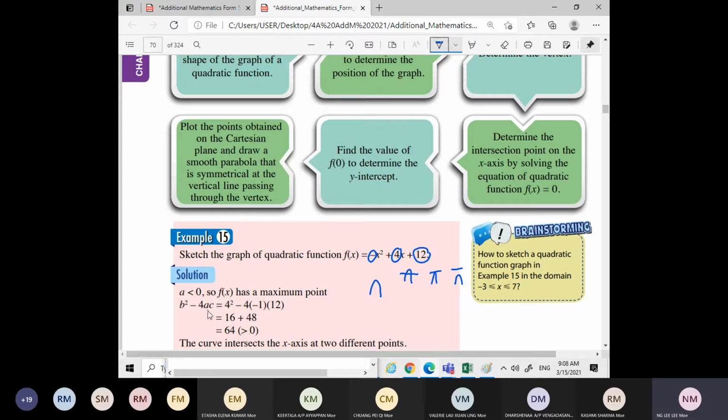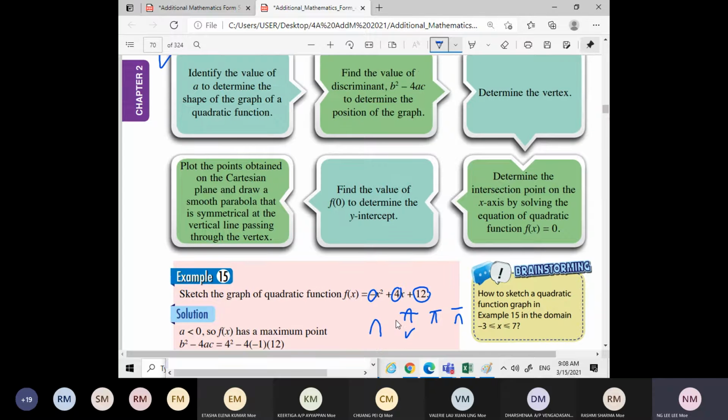So we get b squared minus 4ac is 64, greater than 0. So it cuts 2 points. The curve intersects the x-axis at 2 different points. Therefore, it will be something like this. We must have the whole idea of how the graph will look like. If not, afterwards when you sketch the graph, you will feel like you don't know how to start.